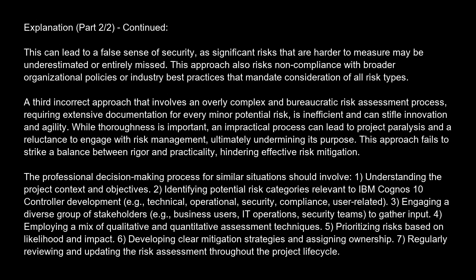The professional decision-making process for similar situations should involve: 1. Understanding the project context and objectives. 2. Identifying potential risk categories relevant to IBM Cognos 10 Controller development, e.g., technical, operational, security, compliance, user-related. 3. Engaging a diverse group of stakeholders, e.g., business users, IT operations, security teams, to gather input. 4. Employing a mix of qualitative and quantitative assessment techniques. 5. Prioritizing risks based on likelihood and impact. 6. Developing clear mitigation strategies and assigning ownership. 7. Regularly reviewing and updating the risk assessment throughout the project lifecycle.